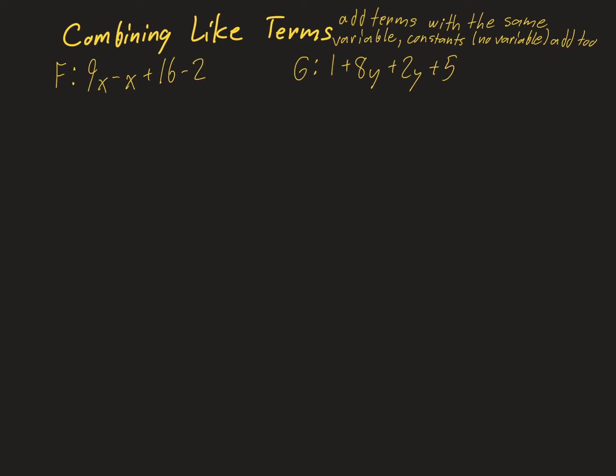Now, let's look at combining like terms. To combine like terms means to add terms with the same variable. Since constants do not have a variable, you can add all constants together as well.